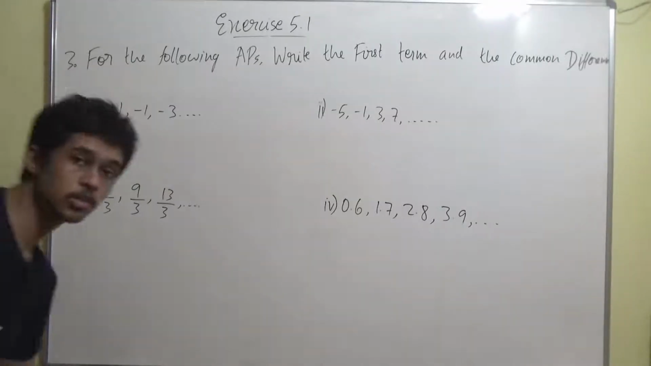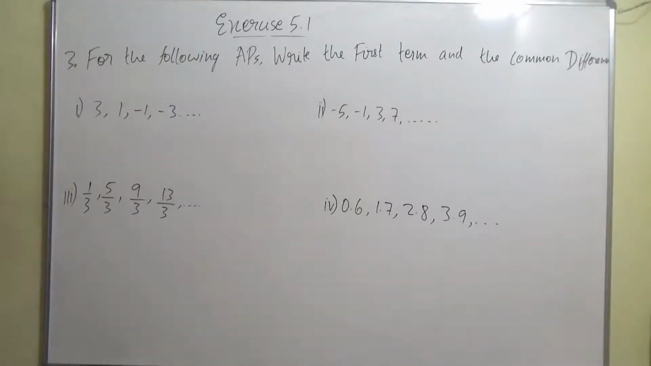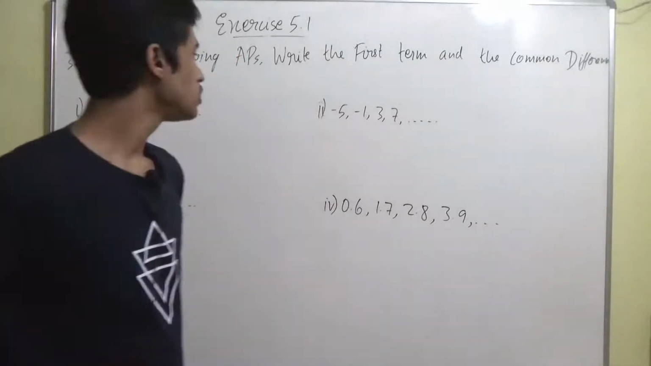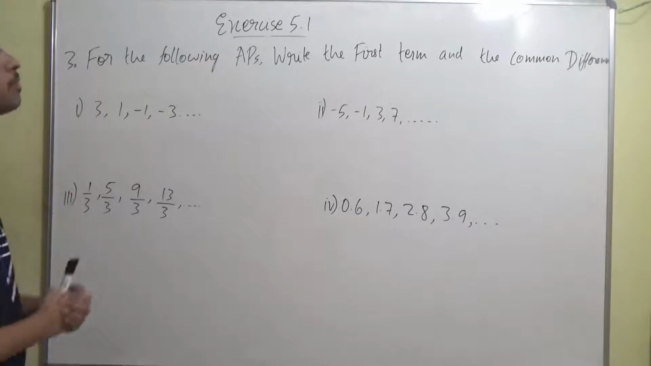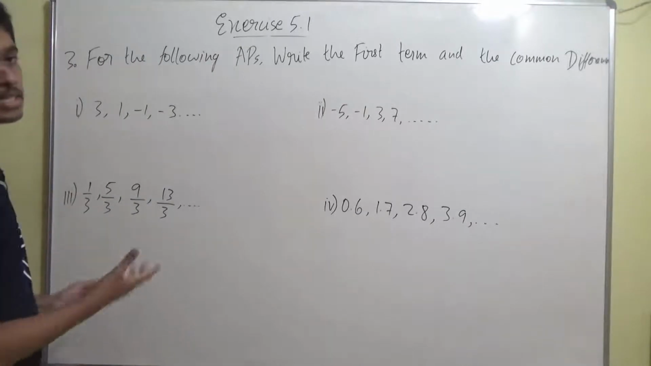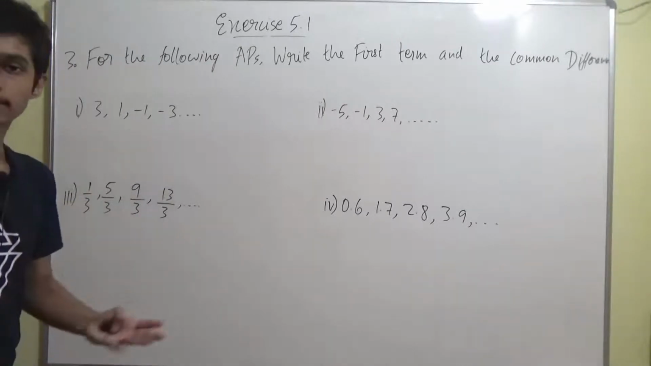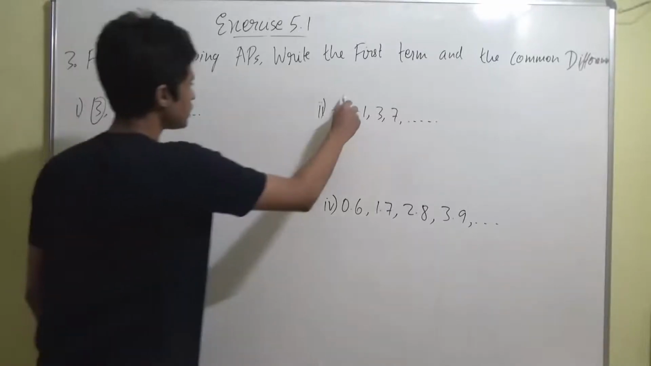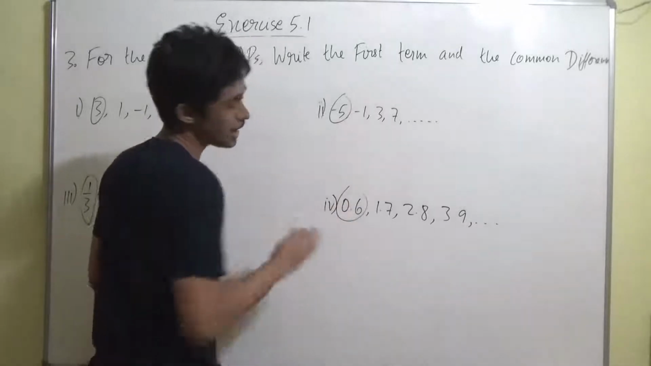Okay, guys, now let's go to the third question of your exercise, which says, for the following APs, write the first term and the common difference. Okay, guys, so they've given us 4 sub questions in which they have given us the AP. So we have to find the first term and the common difference. So first term is easy to find, guys. It's the first term in the sequence, as simple as that, right? So this is the first term here, this is the first term here, this is the first term here, this is the first term here, as simple as that, guys.